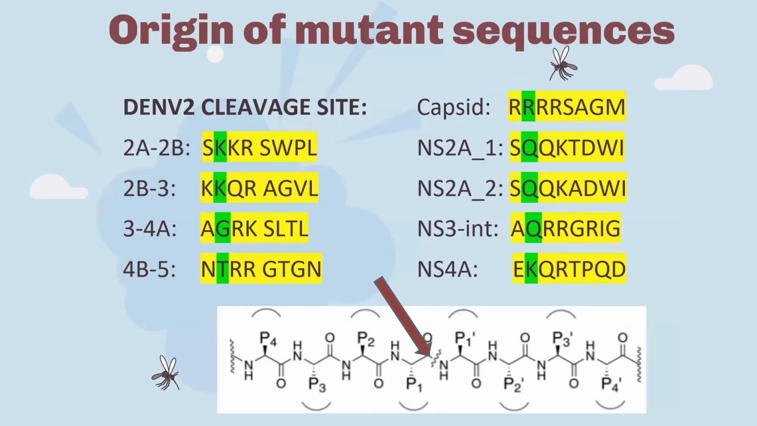Dengue NS2B-NS3 protease cleaves the polyprotein at 8 different sites. The cleavage sites of the protease are designated as non-prime and prime sites in order to differentiate the N and C termini respectively. The figure here shows the cleavage sites of the protease, with the arrow pointing towards the scissile bond. Due to the recognition of linear peptide sequences as substrates of the dengue NS2B-NS3 protease, peptide cyclization was taken as a strategy to avoid the degradation of the peptide inhibitors.